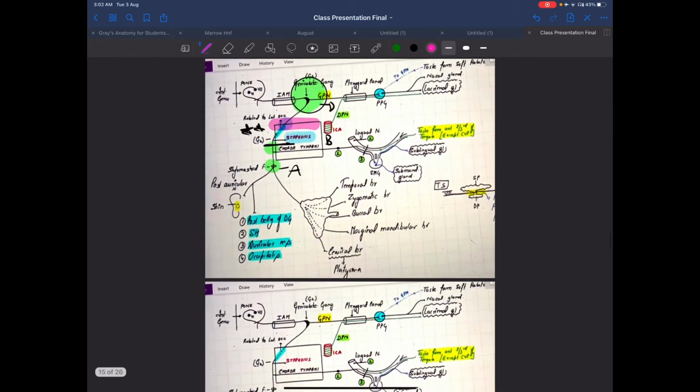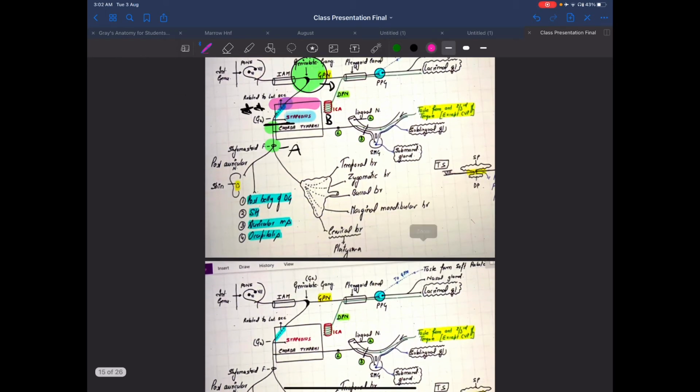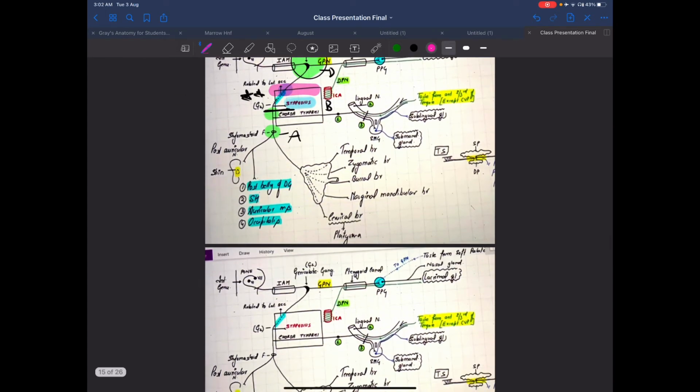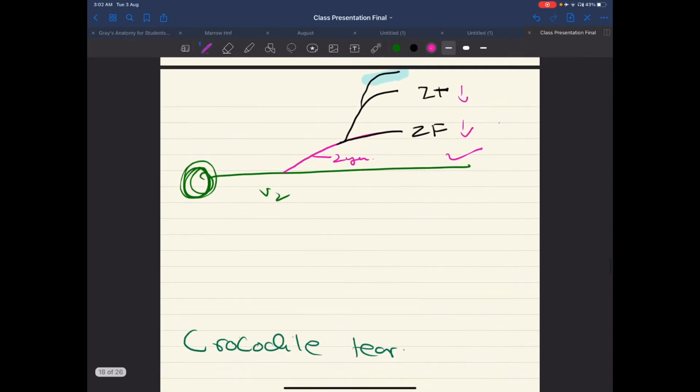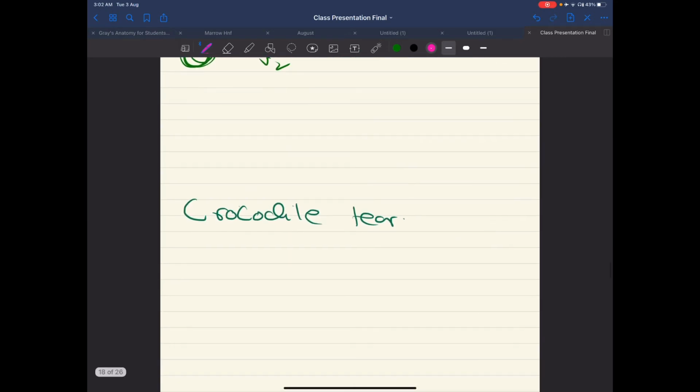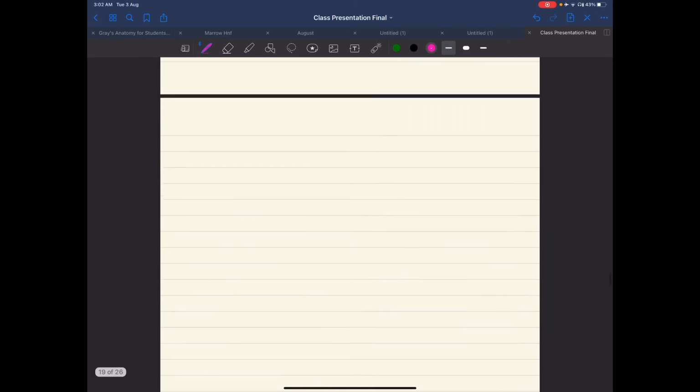Now let me talk to you about a special case scenario. Okay, a special nerve. Injury to your lingual nerve. Why is this special? It's special because the lingual nerve is not a branch of the facial nerve, but still we are talking about it.